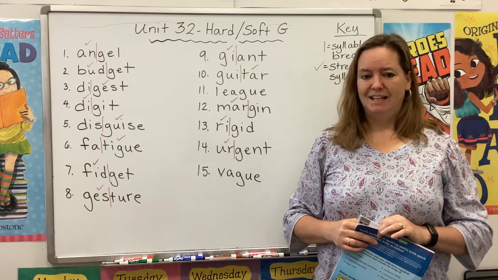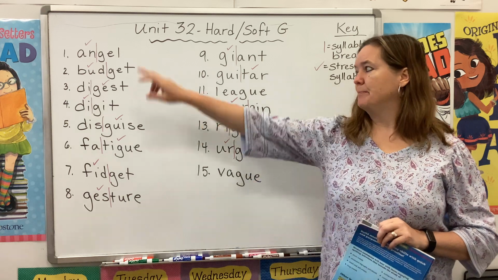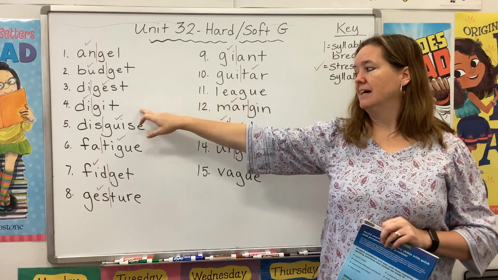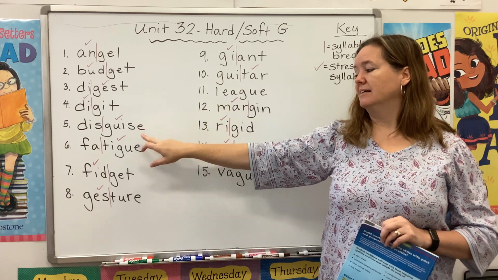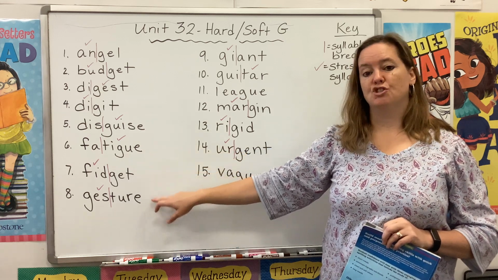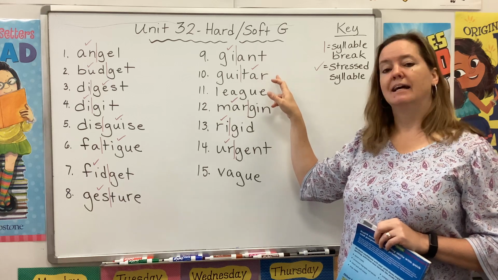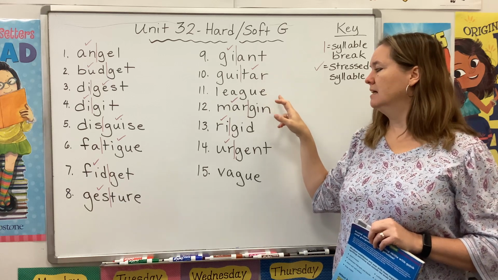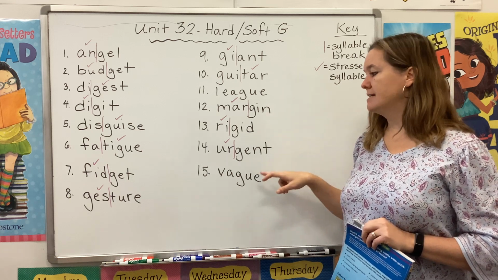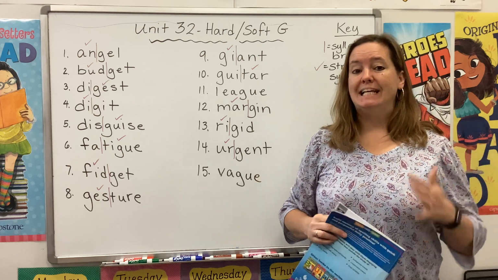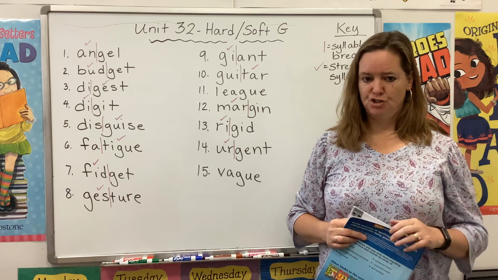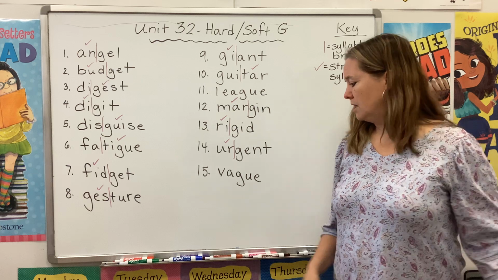Let's start by reading our list. Please repeat after me. Angel, budget, digest, digit, disguise, fatigue, fidget, gesture, giant, guitar, league, margin, rigid, urgent, vague. Okay, in each of those words you should have heard either a hard G sound or a soft J sound.